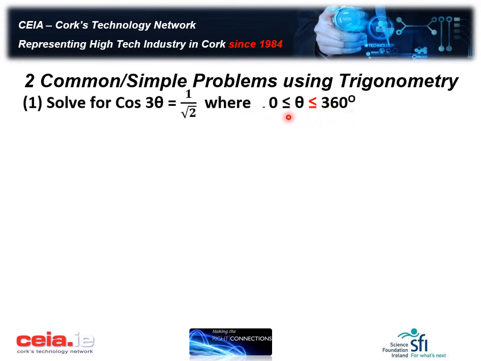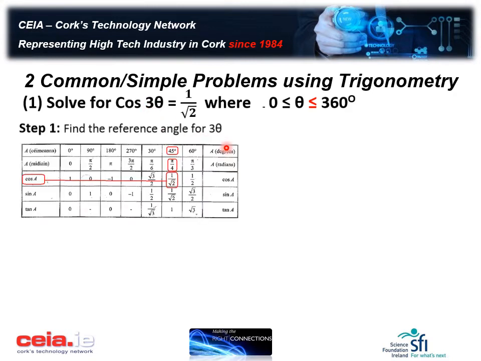Take special note of the range. Theta is greater than or equal to 0. Theta is less than or equal to 360. So step one, and this is a three-step process. Step one in the process, which we've done a number of times already today, is to find the reference angles for 3 theta. We will once again use our table on page 13 of the maths tables.